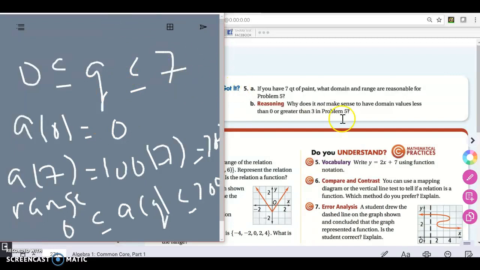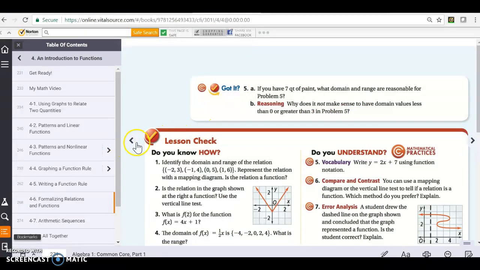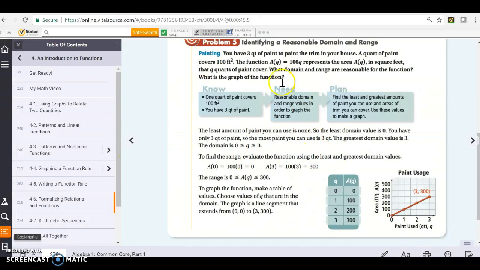And then it says, why can't I have values greater than 3? Let's go back and look at the problem. It says that I have 3 quarts of paint. So if I put anything greater than that, it would be untrue. I don't have that much. I can probably go to the store and get some more, but this is what I have right now. And I hope that this helps.